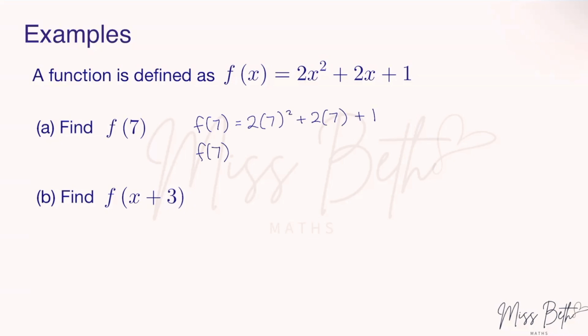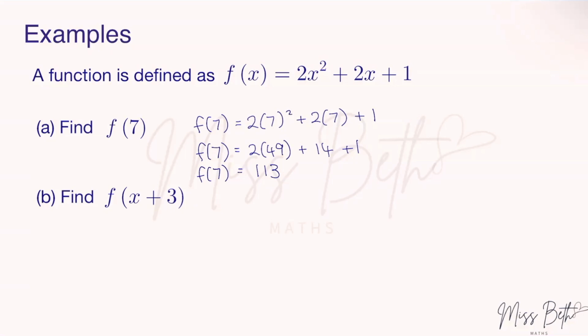In your e-assessment, you will, of course, have a calculator available to you. Please use it. Just be careful with your indices and make sure that BIDMAS is applied correctly so that you don't get an incorrect answer. But for this, once you put it all in, you would come out with 113. So effectively, for the point x equals 7, your y coordinate, if you were to graph this, would be at 113.